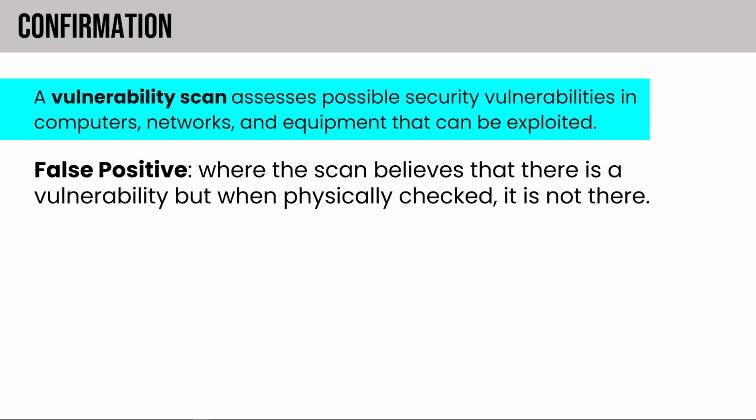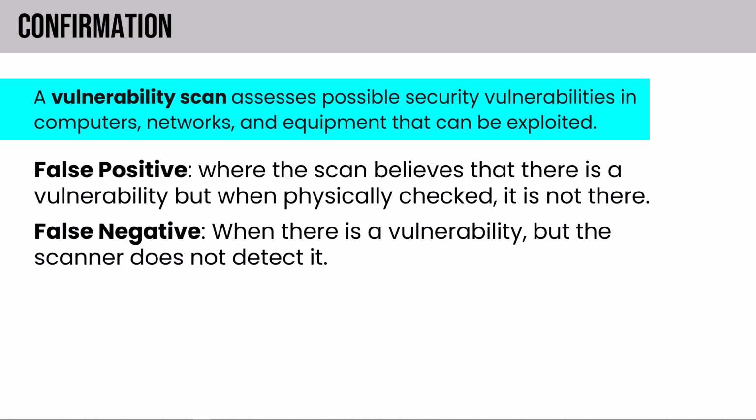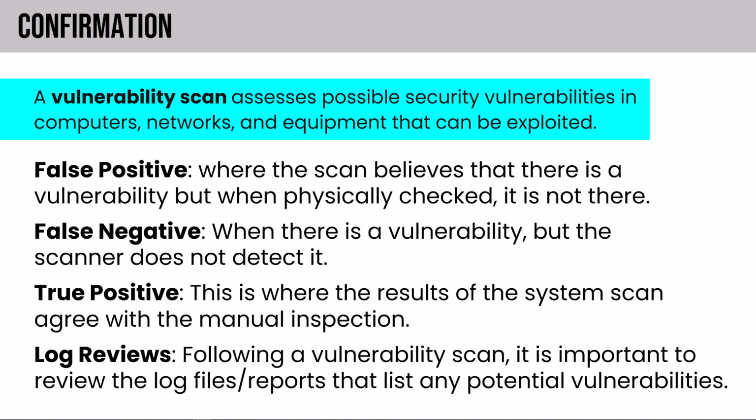It could be that you were performing an unauthenticated scan, so it came to an errant conclusion due to simple lack of access. Now we have a false negative where there is a vulnerability, but the scanner does not detect it. A true positive, this is where the results of the system scan agree with the manual inspection, with the confirmation process. But following a vulnerability scan, it's important that we review the log files and the reports that list any potential vulnerabilities to identify their veracity. So when we know those findings are indeed true, then we can move into the process of prioritizing our remediation efforts.